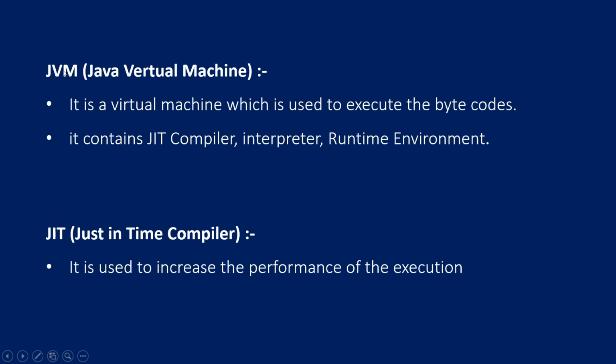Next one is the JVM. JVM stands for Java Virtual Machine. It is a virtual machine which is used to execute the bytecode. So very carefully: JRE is the Java runtime environment where the bytecode executes, but the JVM is a virtual machine which is used to execute the bytecode. Basically, it stands for executing the code, and the JRE is a runtime environment. So the JVM executes the program inside the JRE.